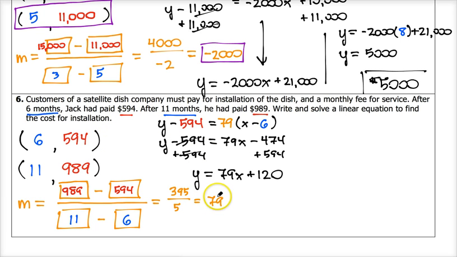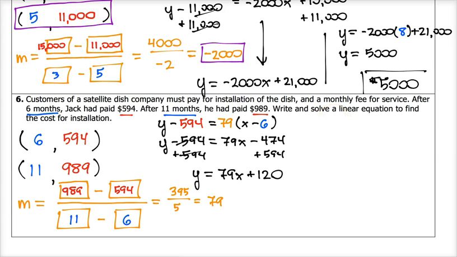I'm going to substitute my m and one of my points into point slope form. Put this in slope intercept form. You should get the equation y equals 79x plus 120. Okay, last part of the problem asks us to find the cost for installation. Okay, just the cost for installation.